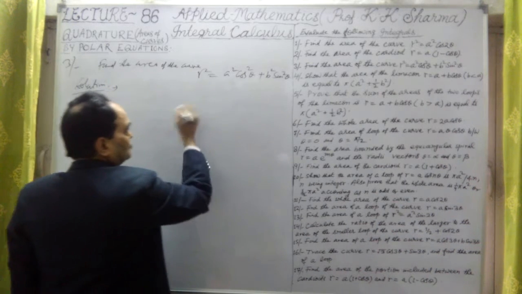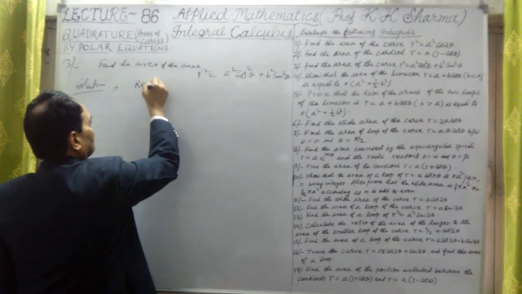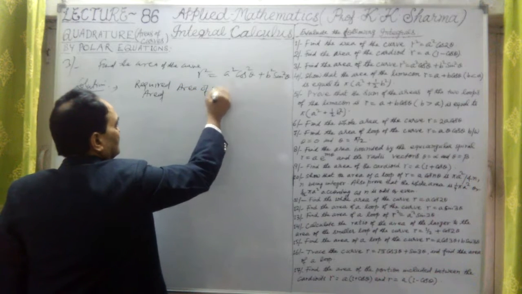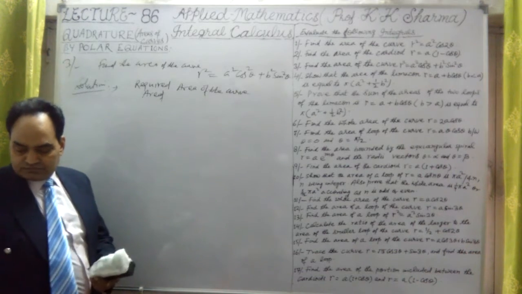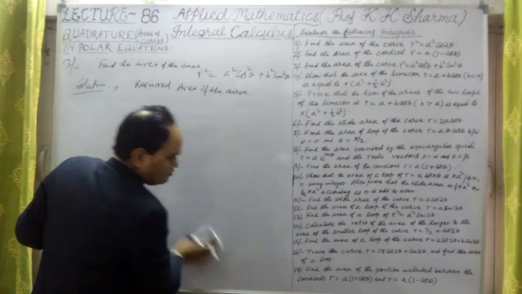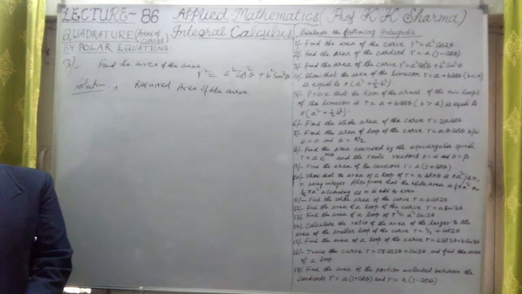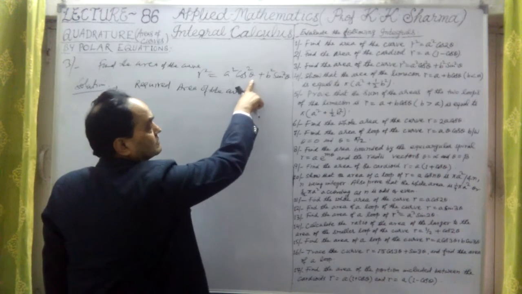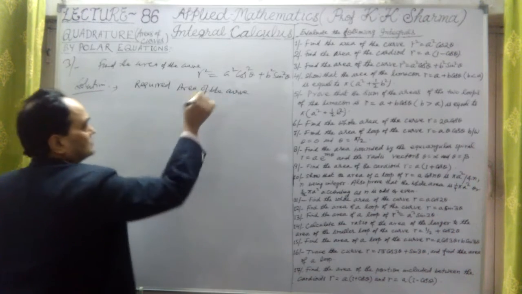Here r square is given to total area. We find out the required area of the curve. Required area of the curve here is, because this area will be 4 times the one-fourth of the area, if we draw this area. Okay, and this is symmetric about the initial line. Why? Because if I change theta by minus theta, let me first think about symmetry.